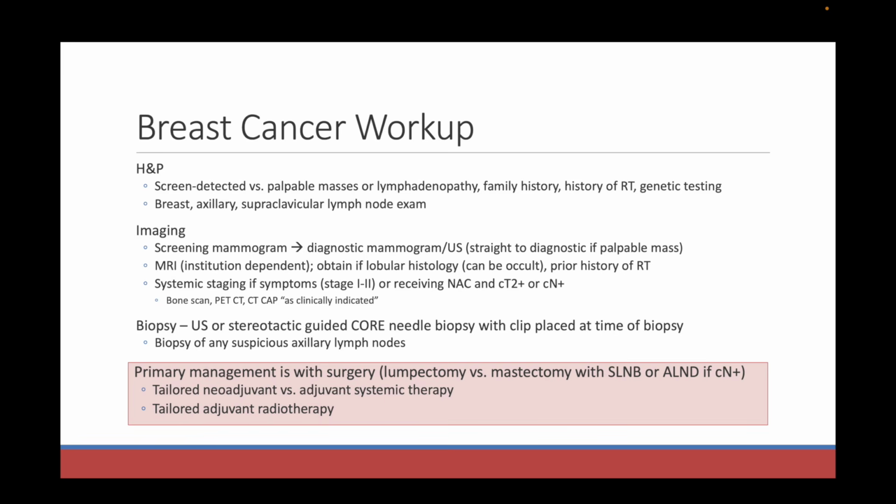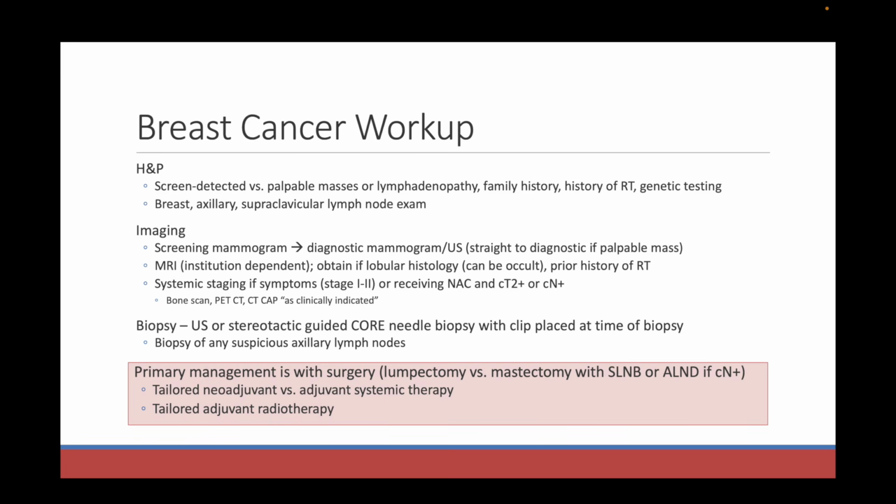stereotactic. And remember, it's a core needle biopsy, and you place a clip at the time of biopsy so that when you go for surgery, you can confirm that the clip came out. And any suspicious axillary lymph nodes that are seen on ultrasound should also be biopsied.